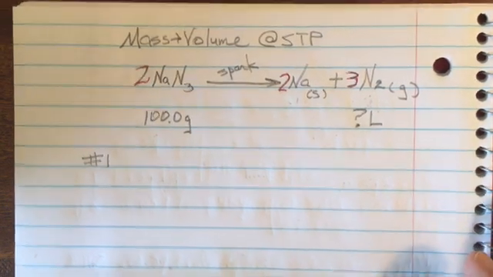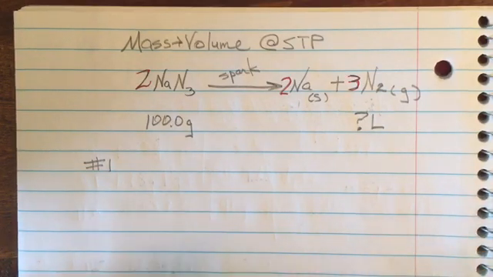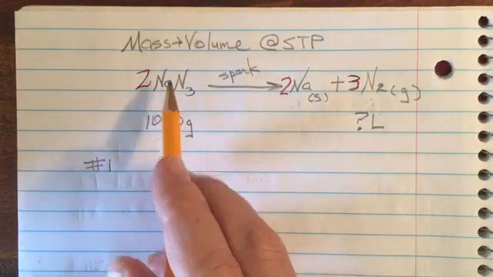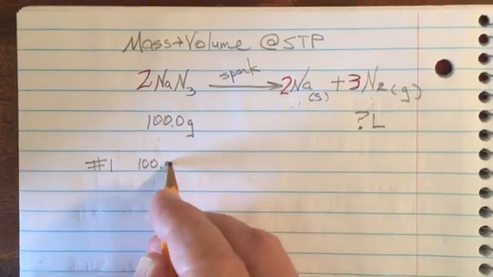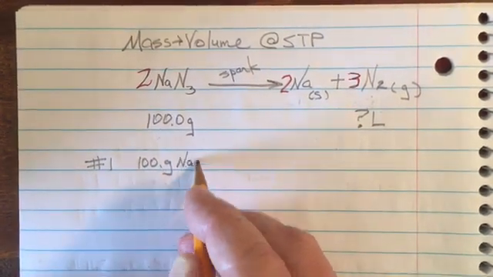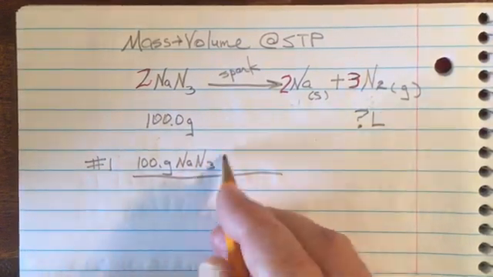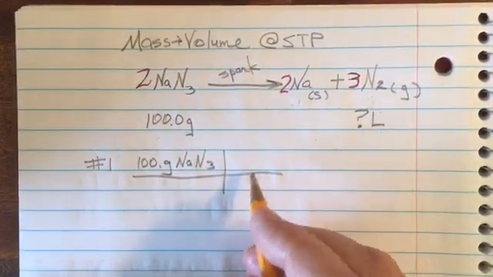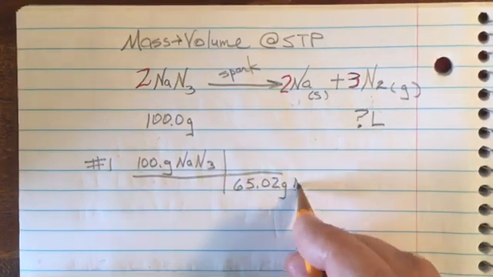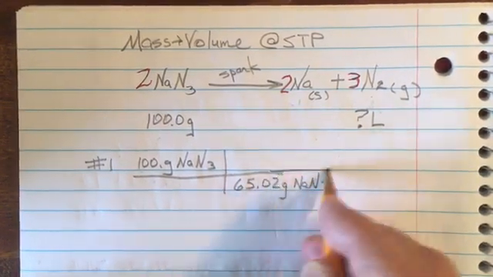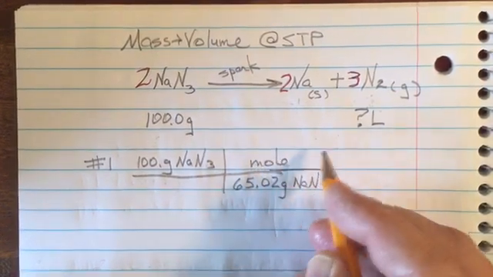So the process is very similar to mass calculations. First, we're going to take the mass of the reactant that we're given, 100 grams of sodium azide, divide by the molar mass of sodium azide, which is 65.02 grams of sodium azide per mole of sodium azide.